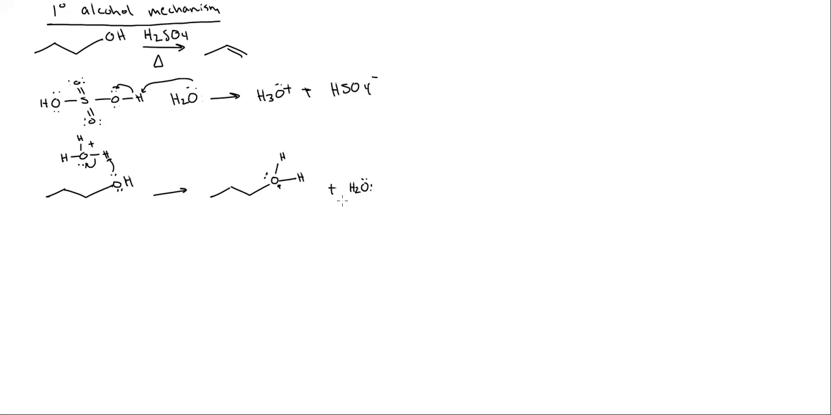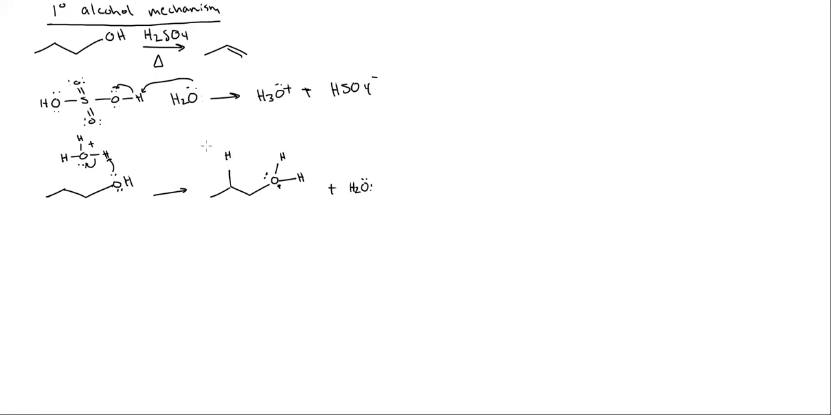So now, instead of this leaving and then it forming a carbocation and everything, if this left, it would form a primary carbocation. Remember that primary carbocations are not stable, so the molecule is not going to want to form a primary carbocation. So to avoid that, we're going to go through an E2 mechanism instead.